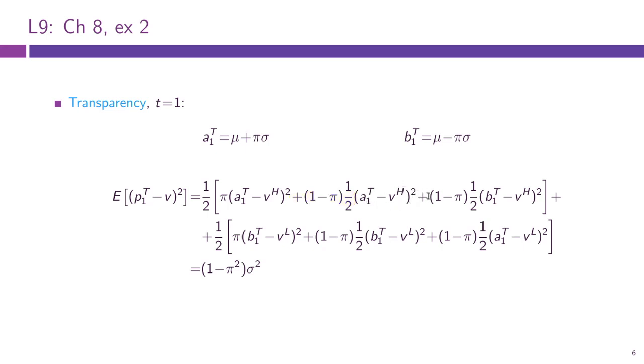Finally, with the remaining probability, 1 minus pi times 1/2, we have an uninformed trader who is willing to sell a high value asset. Which means that P1T minus V will be equal to B1T, this will be the price of trade, minus still VH.